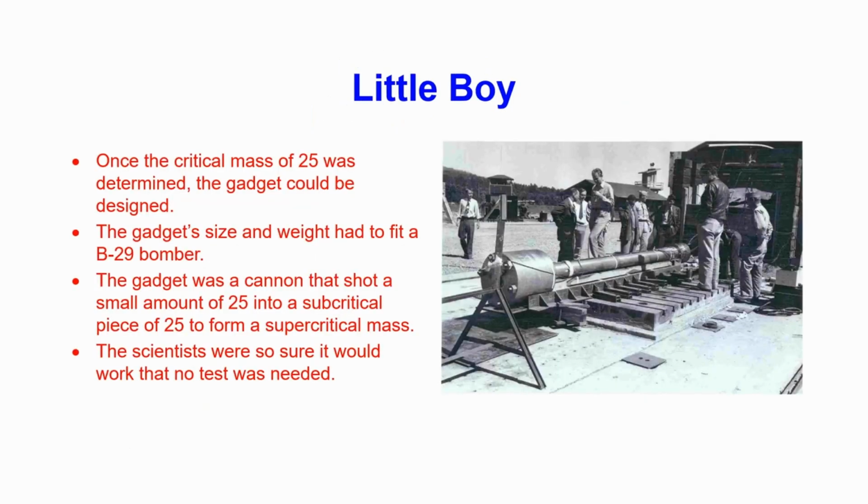And that was basically a gun weapon. They took a howitzer, stripped it, and basically shot a subcritical piece into another subcritical piece to form the critical mass for that weapon to work. And the theory of this was so tight that they knew that they didn't even have to test it. They didn't have to test that one.